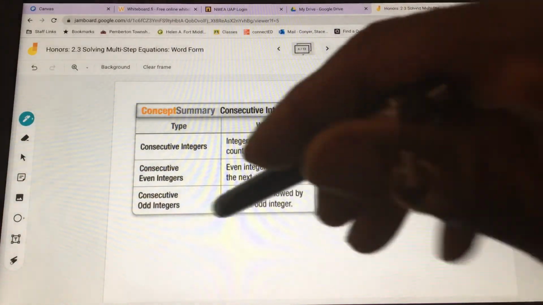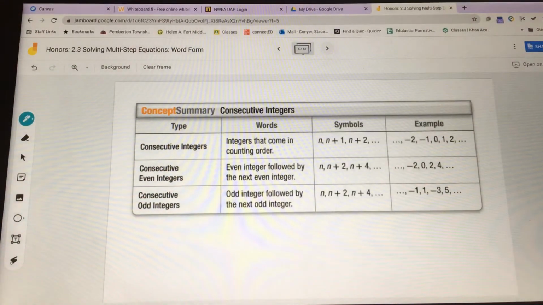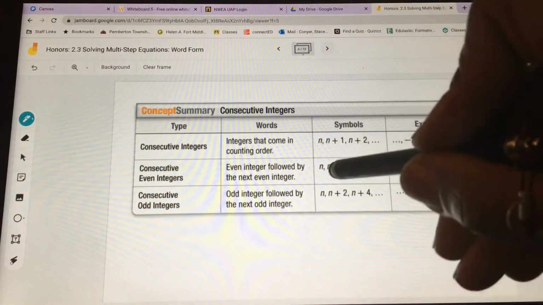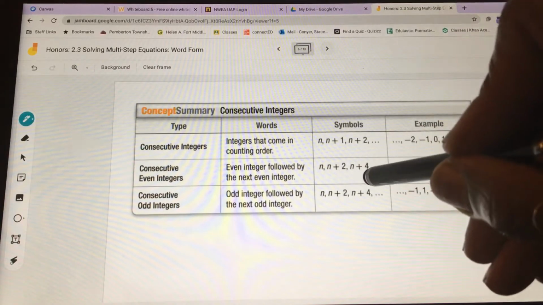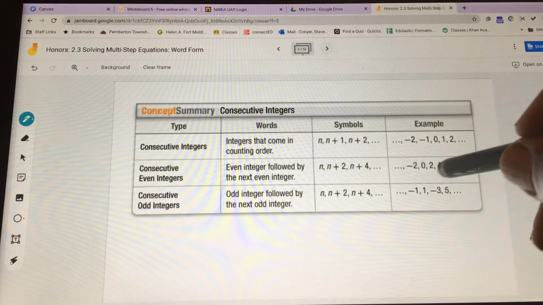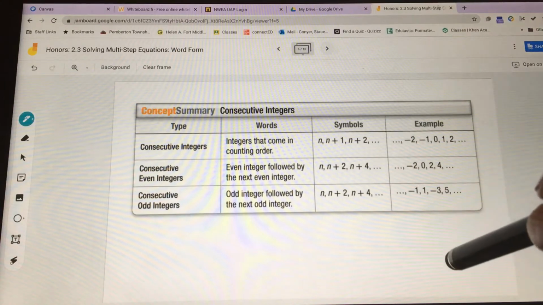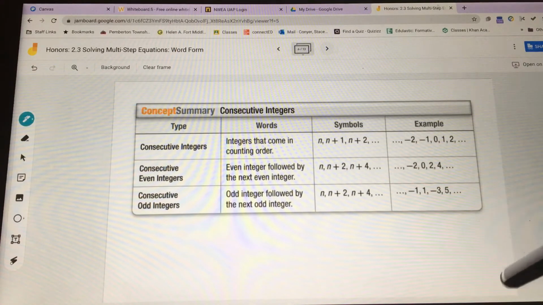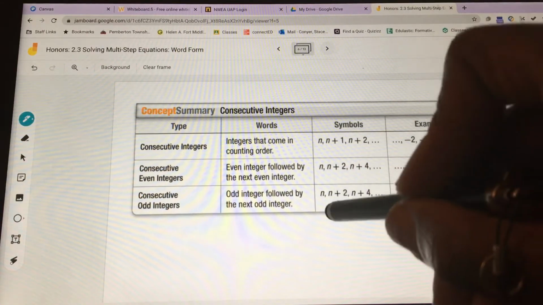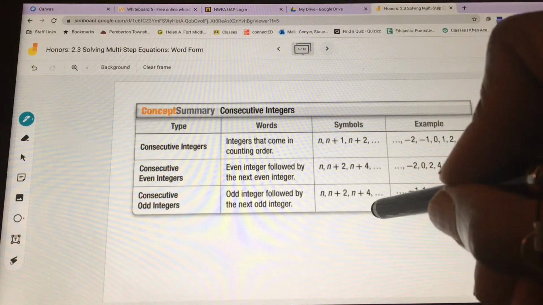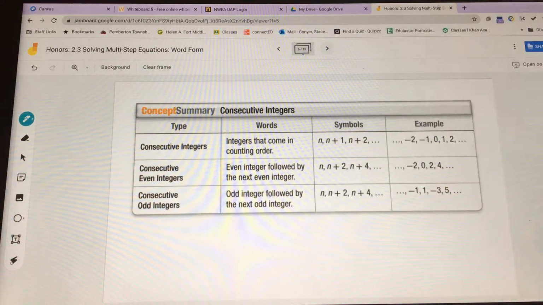Now, for consecutive even and odd, it's the exact same expression here: n plus 2, n plus 4. Because to get from 2 to 4, you have to add 2. The same thing if you had 1 and 3. To jump from 1 to 3, you have to add 2, and so on. Then add 4. The next one would be add 6.